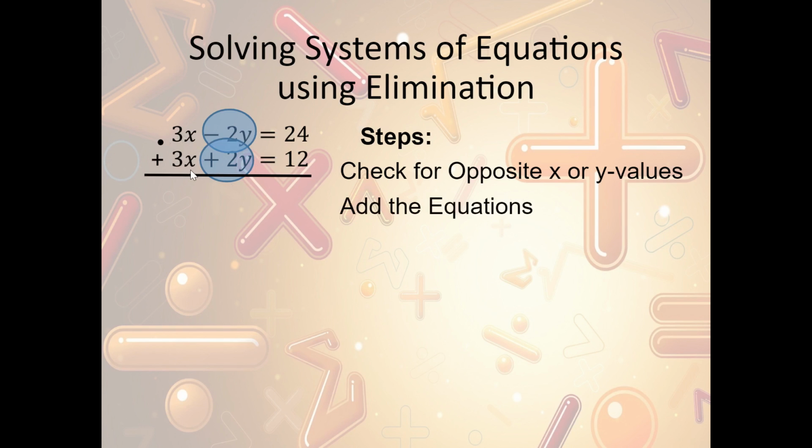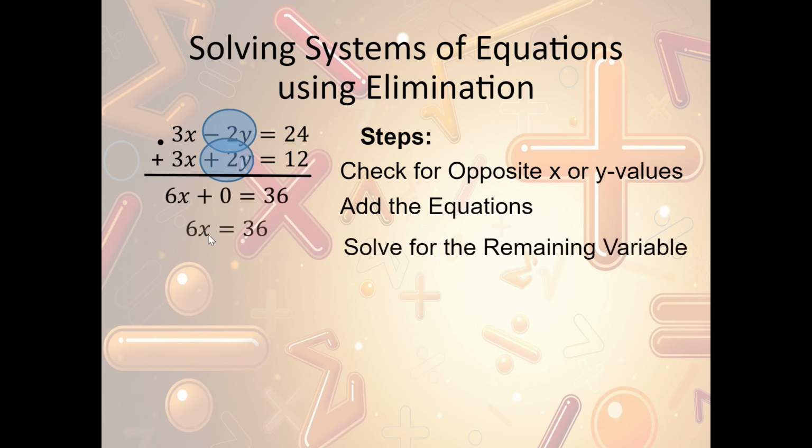So we'll add these up. So we add 3x plus 3x and we get 6x. -2y and 2y is equal to 0, right? So that's the elimination part. We eliminated the y's. And then 12 plus 24 is 36. So we end up with 6x is equal to 36. Now we're going to solve for x. So 6 is being multiplied by x, so I undo it by dividing. So we divide both sides by 6, and we get x is equal to 36 divided by 6 is 6.